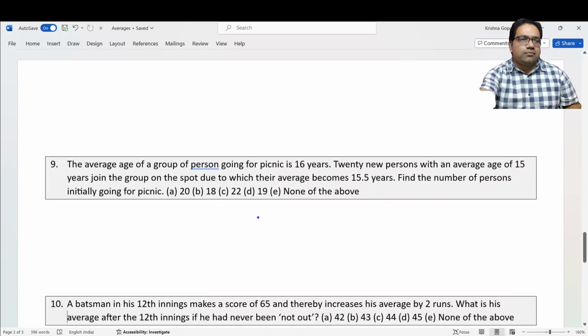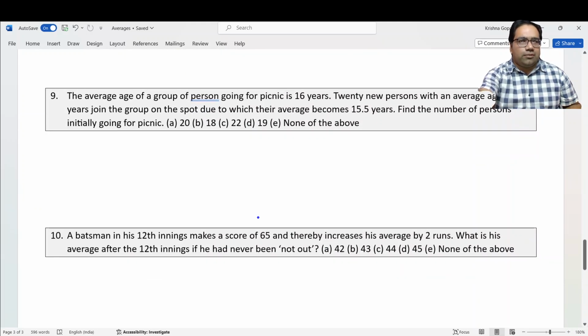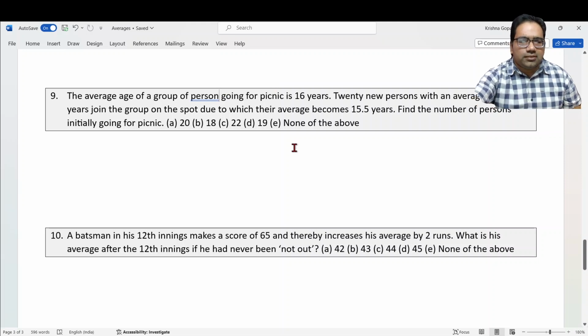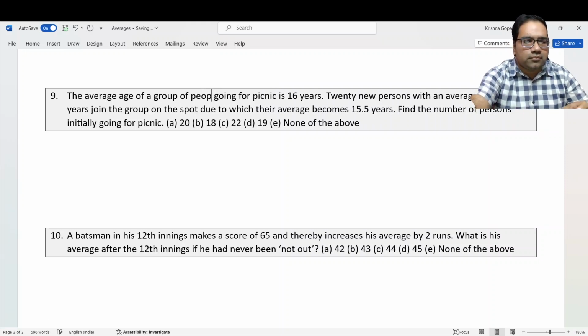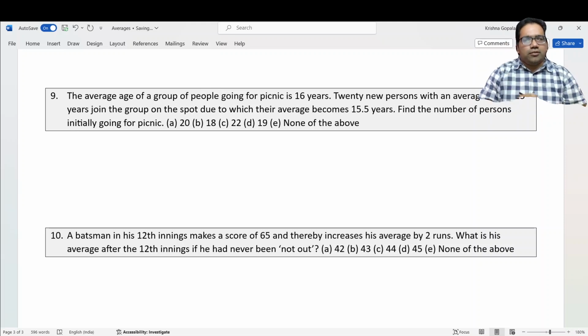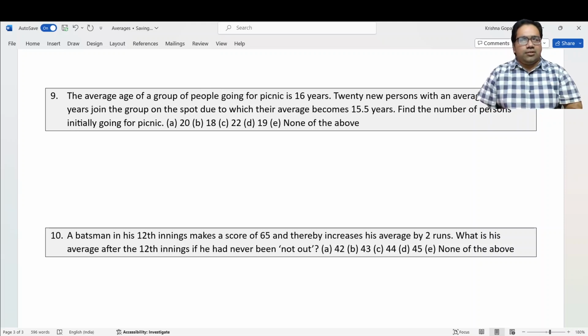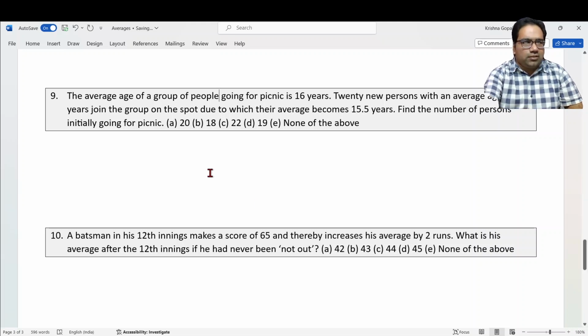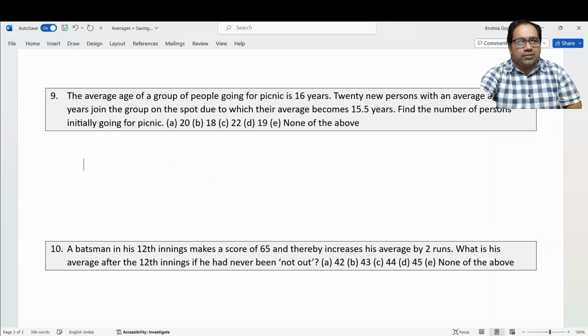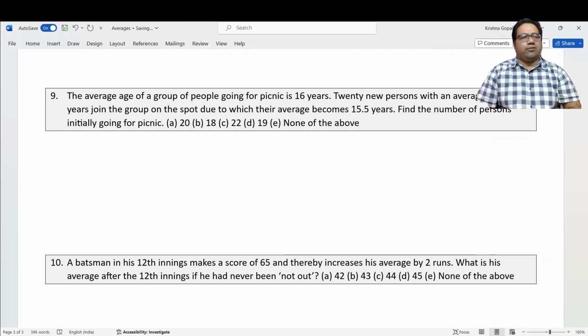Next one. The average age of a group of people going for a picnic is 16 years. 20 new persons with an average of 15 years join the group on the spot, due to which their average age becomes 15.5 years. Find the number of persons initially going for the picnic.